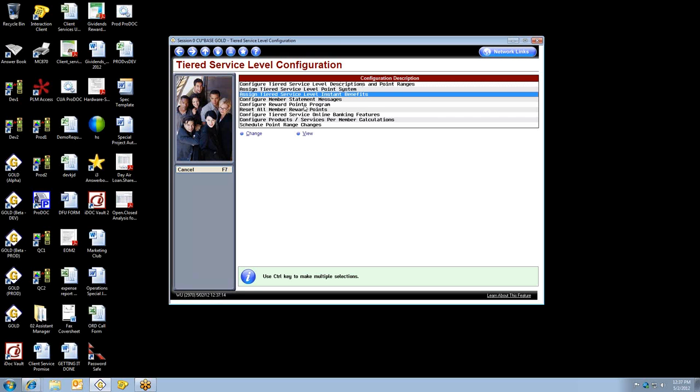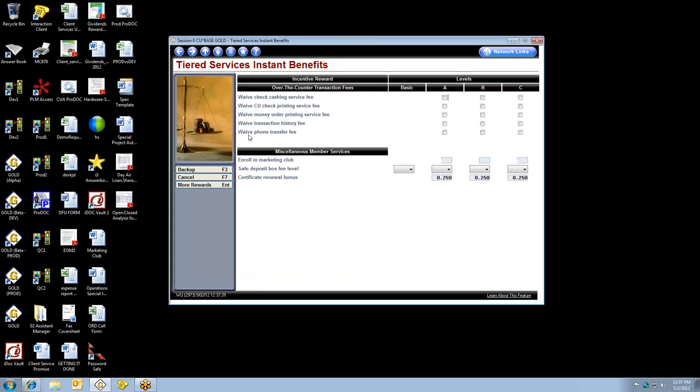The next option that we'll look at is the instant benefits. So now that we've actually created our point levels that we have available to the member, we do have the ability to run some forecasting, which I believe we'll talk about in a later class, as well as some management type reports. But these are the instant benefits that would apply to the members at each particular level.